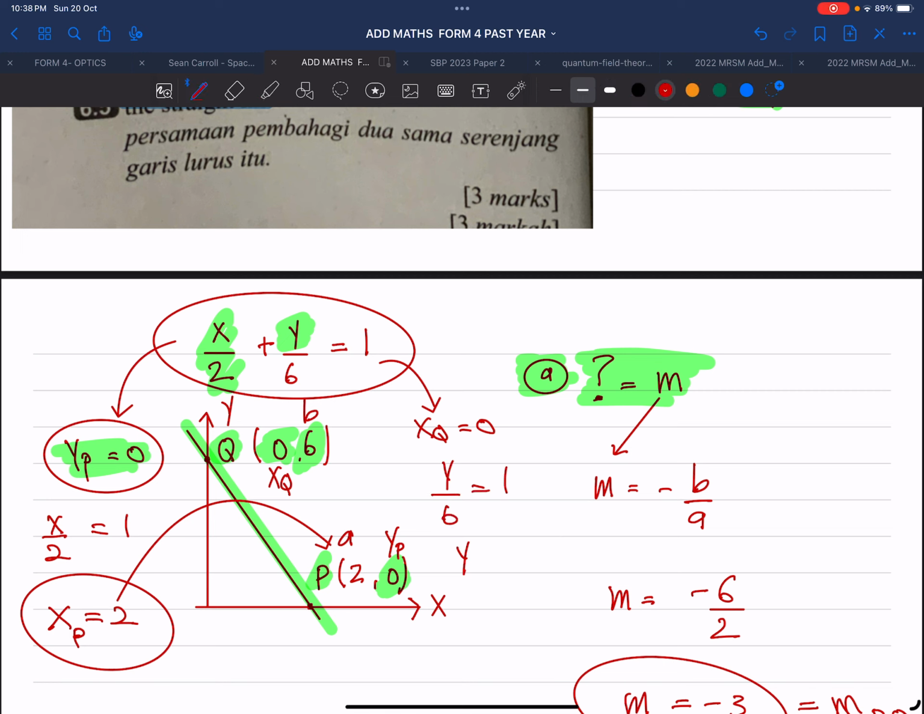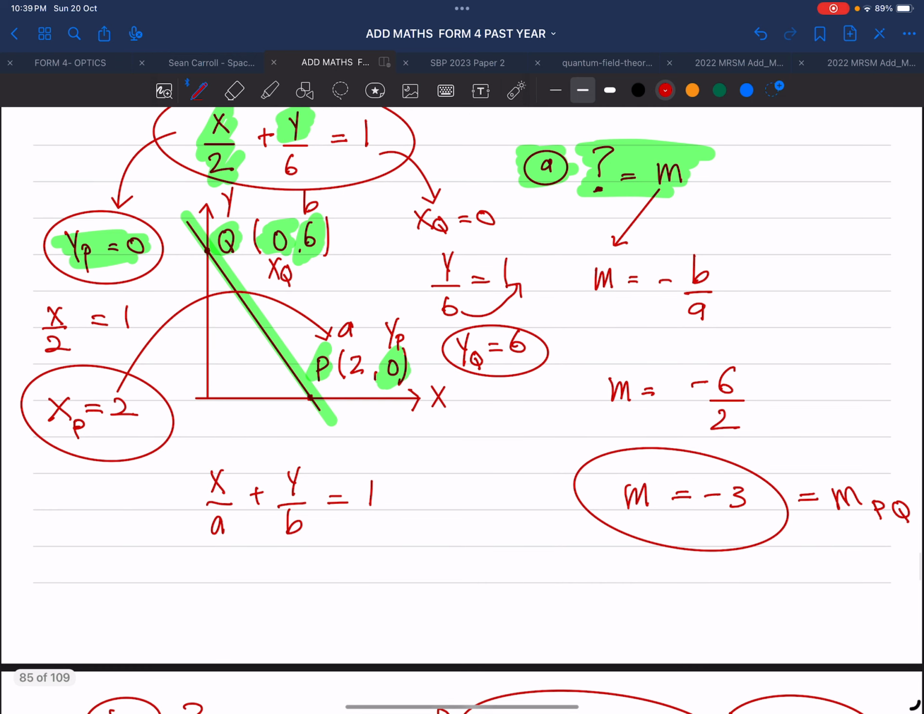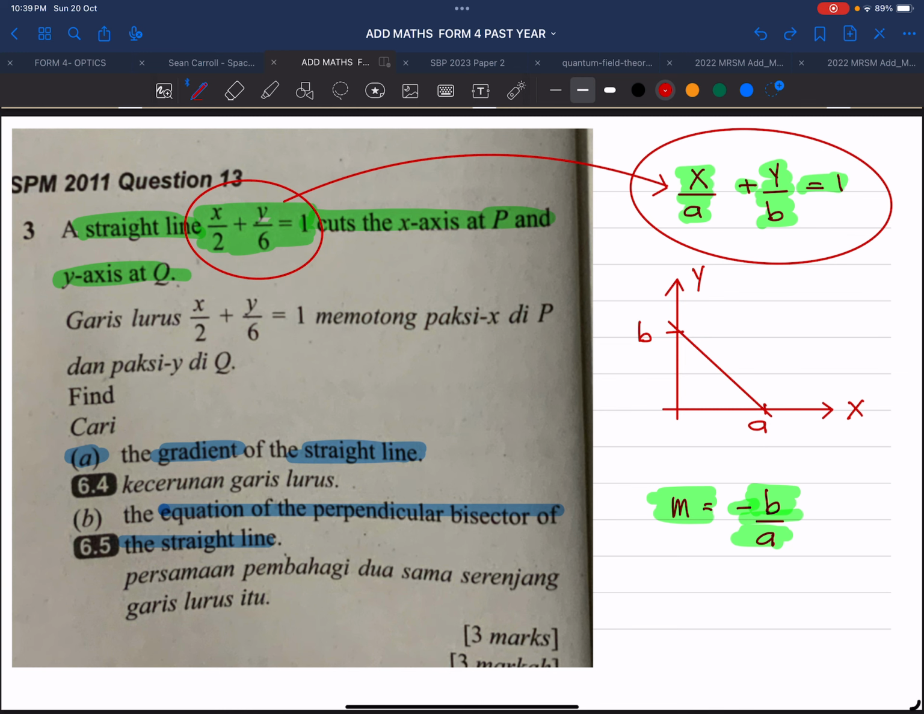Okay, and remember in our equation, x over a plus y over b equals to 1. You watch carefully. The A is the x-intercept. So this should be x over, the x-intercept is 2. So x over 2. And the B is the y-intercept. Y-intercept is 6. So y over 6 equals to 1, which was our given equation. You see? Our given equation.